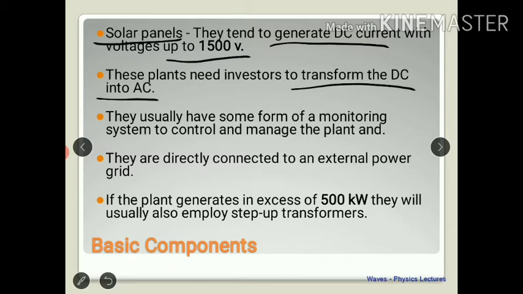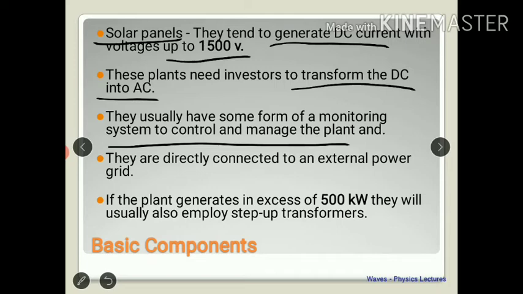They usually have some form of monitoring system to control and manage the plant. We do have a control system, and a power plant house where everything is controlled. In fact, the modern setup also has a system that can detect if any panels are not working properly. Since these panels are connected in series, any panel not working will reduce the efficiency. So these kinds of factors need to be looked into.